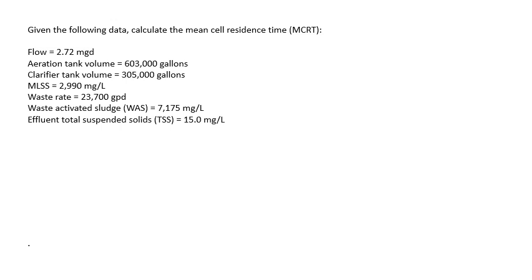Given the following data, calculate the mean cell residence time. You have a flow of 2.72 million gallons a day. You have an aeration tank volume of 603,000 gallons, a clarifier tank volume of 305,000 gallons, the MLSS of 2,990 milligrams per liter, a waste rate of 23,700 gallons per day, the waste activated sludge of 7,175 milligrams per liter, and the effluent total suspended solids of 15 milligrams per liter.